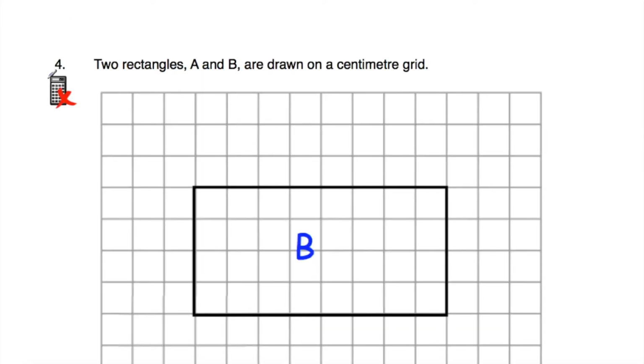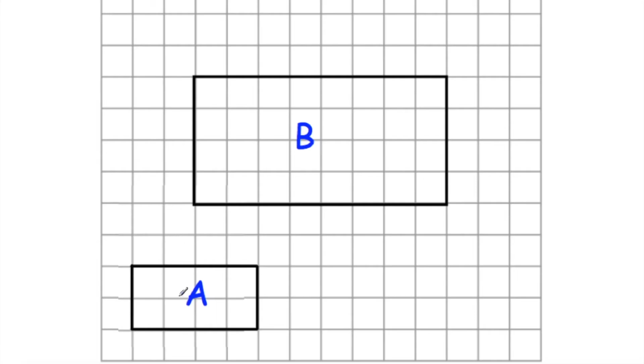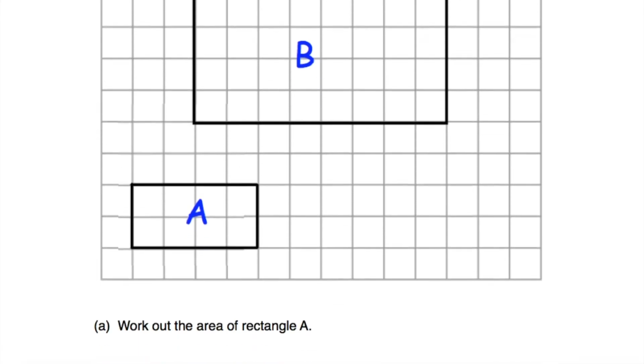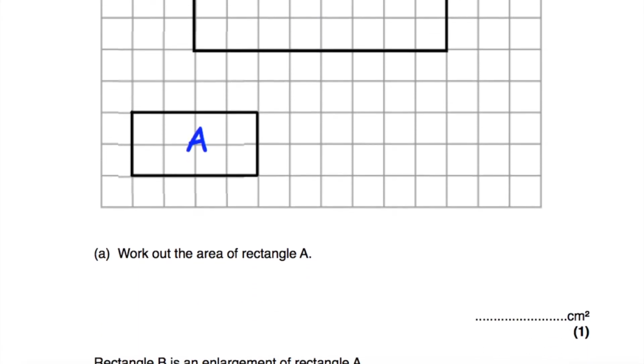Okay, so let's have a look at our next question, question number 4. Question number 4 says two rectangles, A and B, are drawn on a centimetre grid. So we've got two rectangles here, A and B. And if we go down to our question, part A says work out the area of rectangle A.